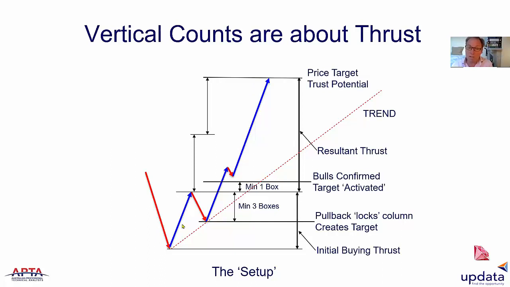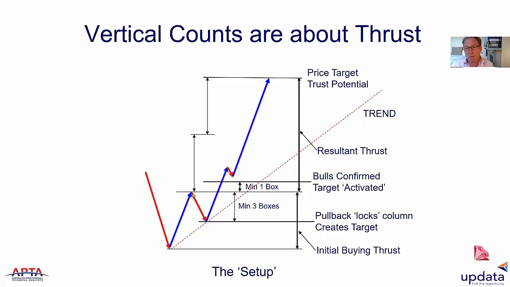So then what we need to lock that thrust is a step back of a minimum of three boxes. And then we need to break out by a minimum of one box. So when we step back, that column is locked. That gives us the potential, and the potential is actually another 2 times that first move. So it's 3 times.